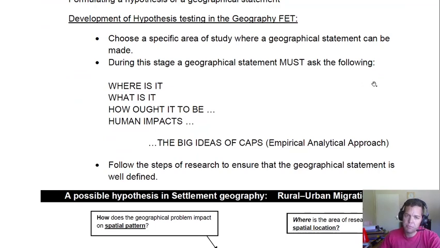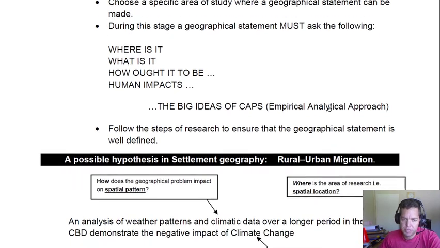So once you've decided on a problem, you will then put it all into one sentence saying, where is this problem? What is going on? How ought it to be? What should the situation be like? How is the normal situation changing? And how is it affecting people? Because that's what your curriculum is actually trying to teach you, to think of this geographical perspective.